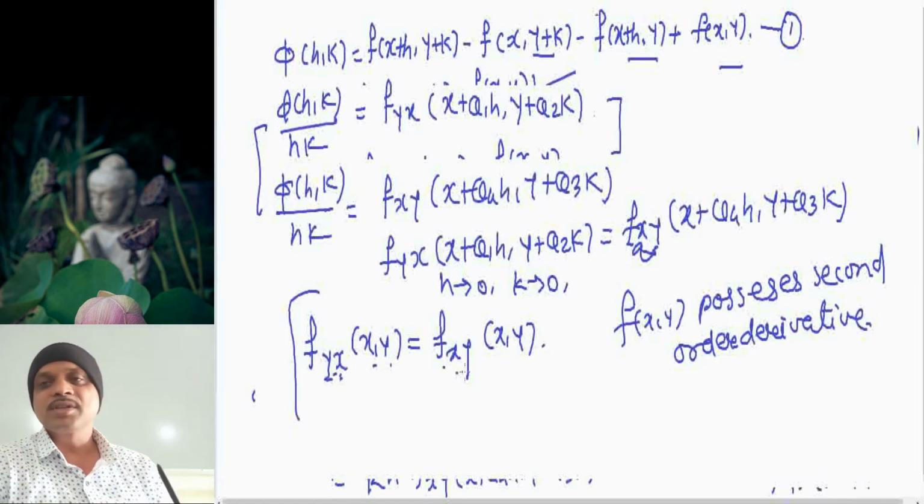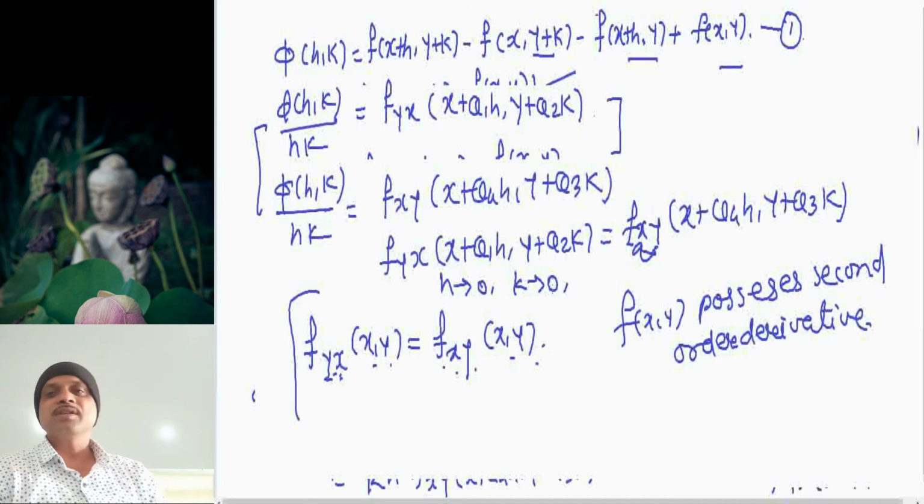So this is about this equality of the derivatives of a function.